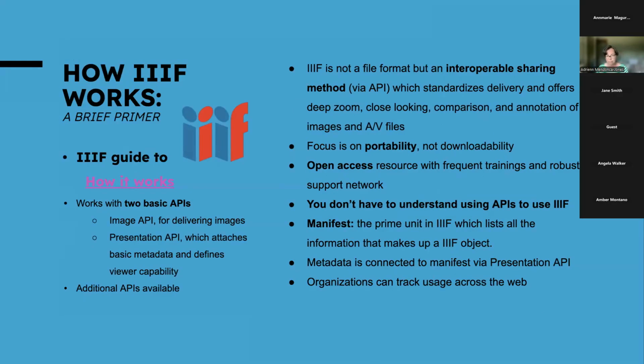IIIF works, this is a brief primer, through APIs. There are two basic ones. There's an image API, which helps organizations deliver the images. As you can imagine, when they're big images with lots of data, if you were to load that, like back in the early days of the internet, it would have taken forever, right? And it's still something that takes up a lot of data and space. We don't want that. Students don't want that. We don't want data farms. So it allows organizations to deliver very specific elements of those larger files, which is really great.